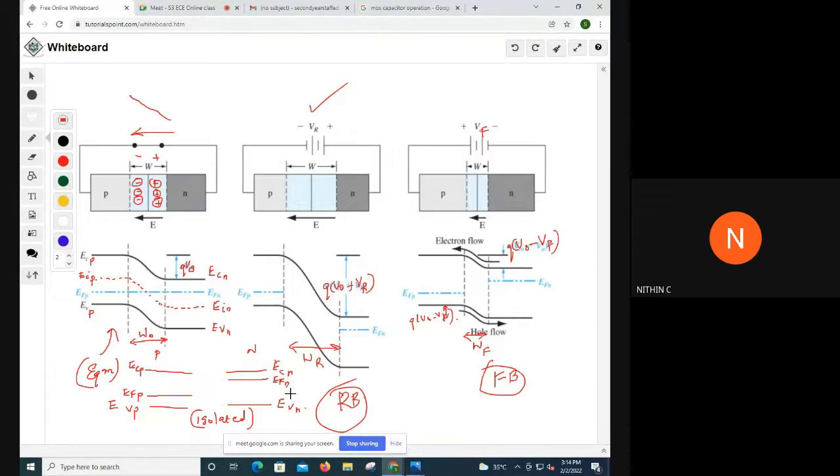Hope you will not make mistakes in this case. This energy band diagram, at least, you won't make any mistakes. I hope so.